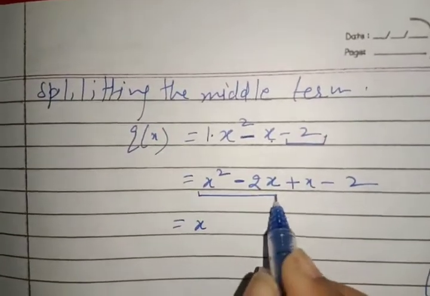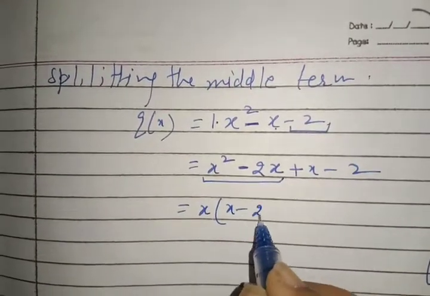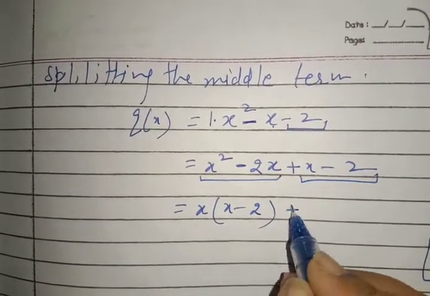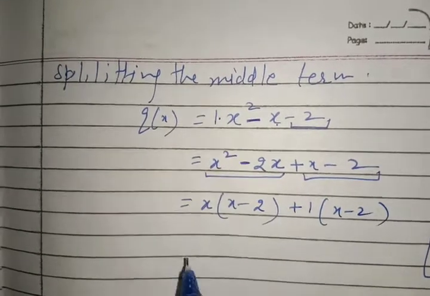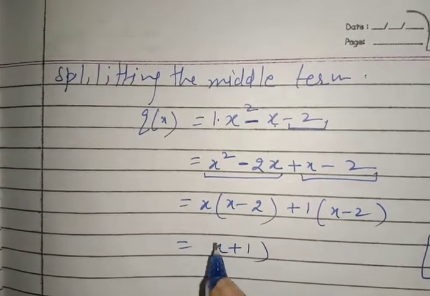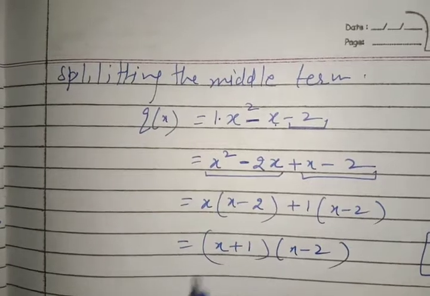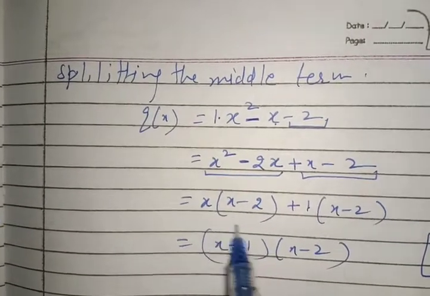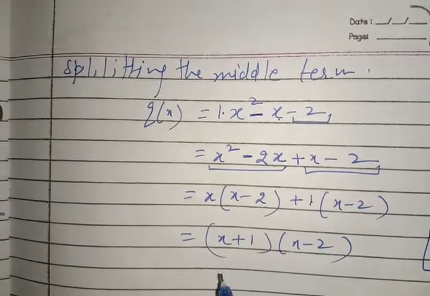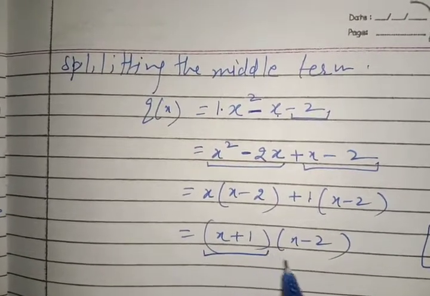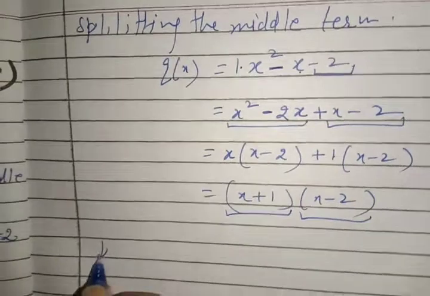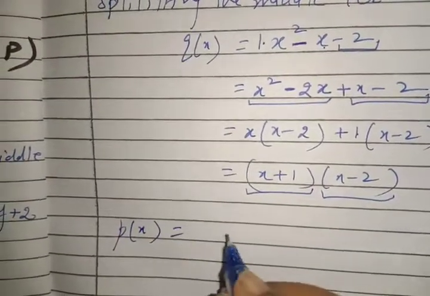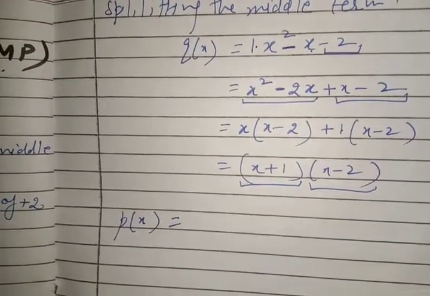Now out of these two, take x common. Out of these two, take 1 common. This is equal to x plus 1 and x minus 2. These two will make one bracket and out of these two we will write 1. So how many factors have we got here? 1 and 1, 2. Now the final answer, P(x) is equal to, one factor we have got here.